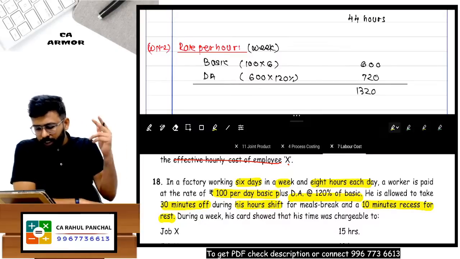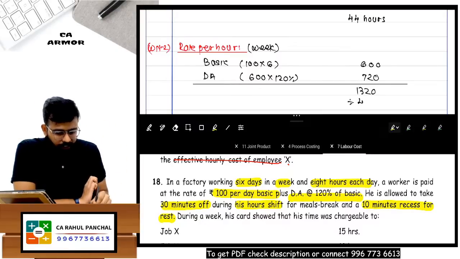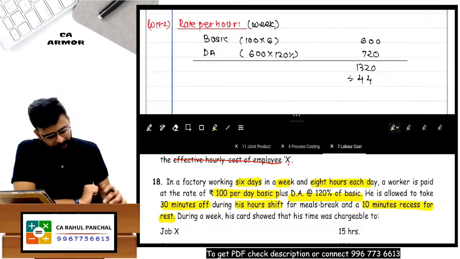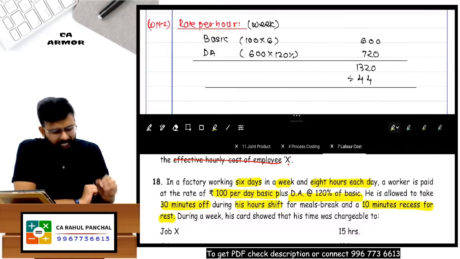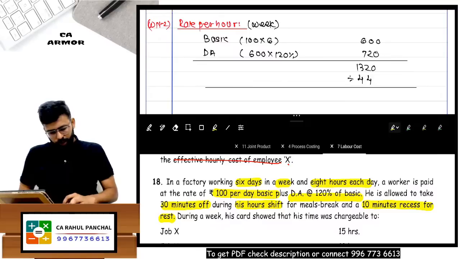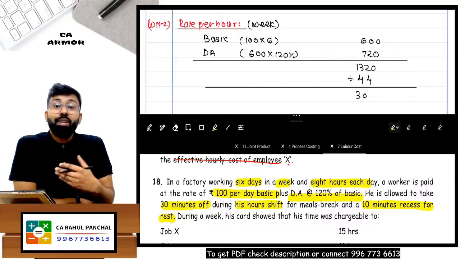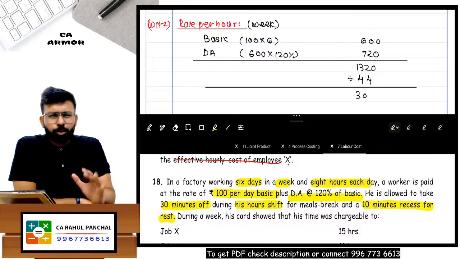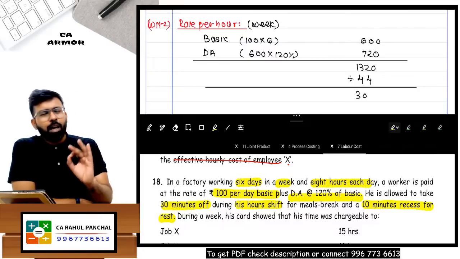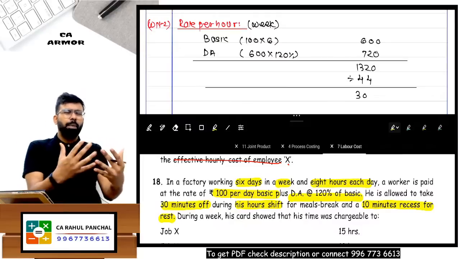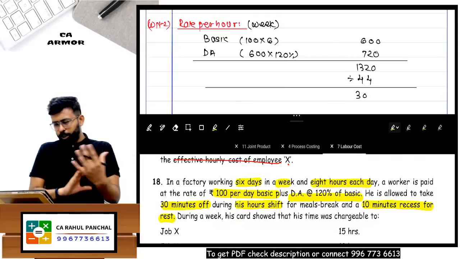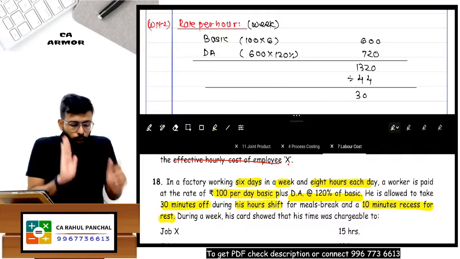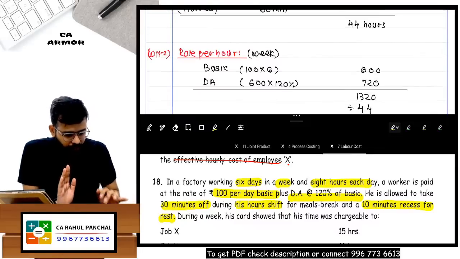Sir, you pay this much in 1 week, and the worker works for how many hours in 1 week? 44 hours, which is calculated. Generally he works for this many hours. That is expected. Okay, 1320 divided by 44, so that is 30 rupees per hour. So this is my normal rate that I pay the worker, 30 rupees per hour. He works for 44 hours. I pay this much in 1 week for 44 hours, so I can say 30 rupees per hour. Understandable. So you are expecting that your worker will work for 44 hours.